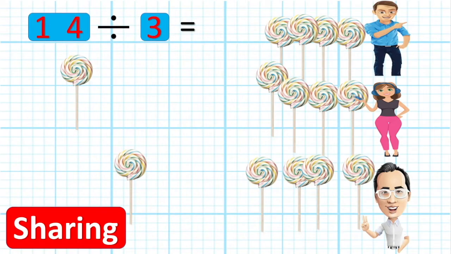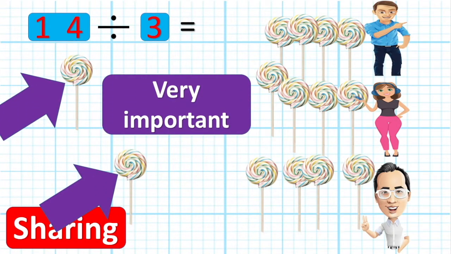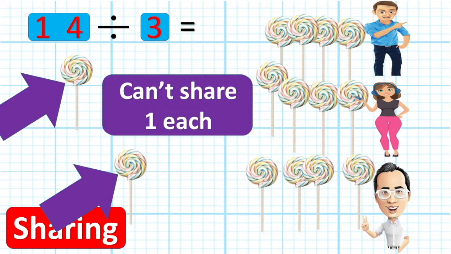I'm going to share them evenly. Gives them 4 each again with these 2 left over. Now, these 2 left over are very important. I cannot share them evenly between my friends, so we have to leave it as a remainder. So 14 divided by 3 would be 4 remainder 2.